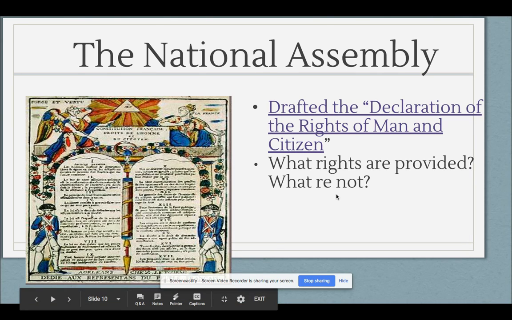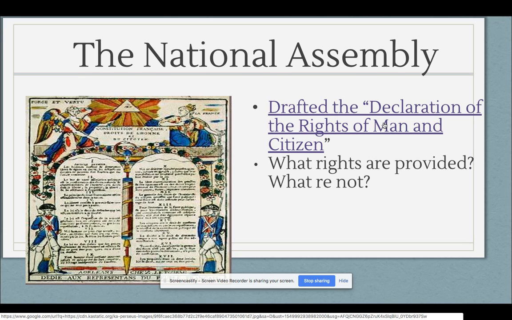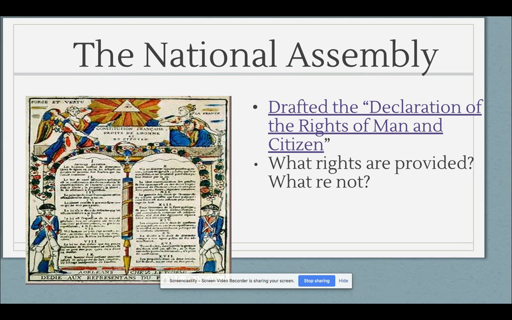And through this Declaration of the Rights of Man, they come up with several things. I recommend that you look through the document I gave you, read through it, because you'll see it on the test, more than likely probably on the AP exam. If you click on the link in the PowerPoint, it's actually someone reading it for you, so you could listen to it as well.